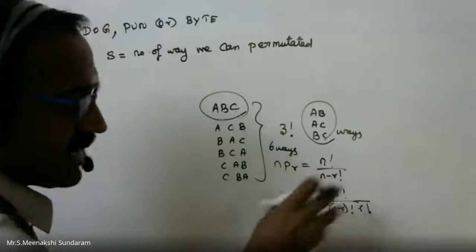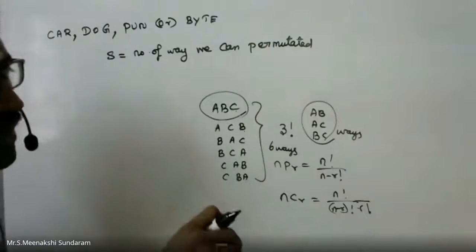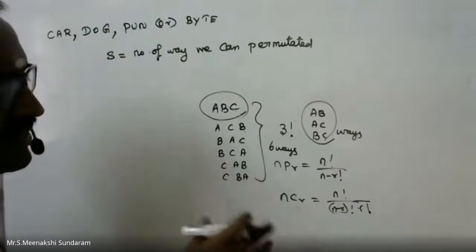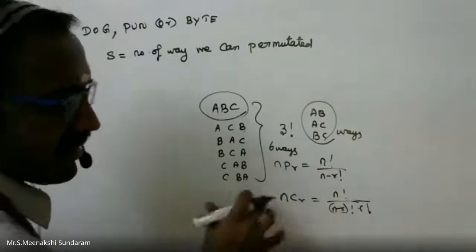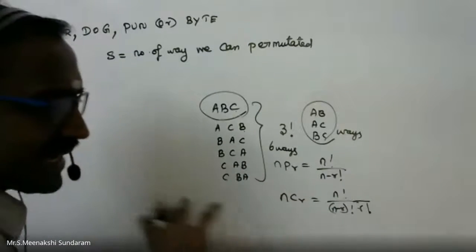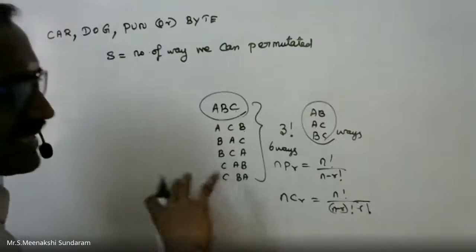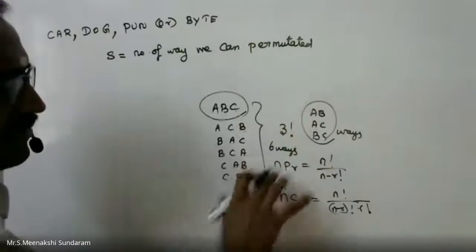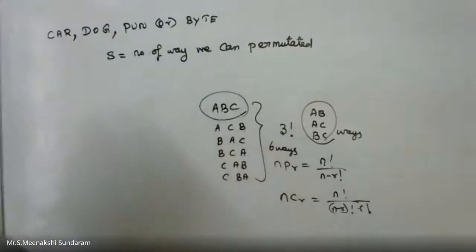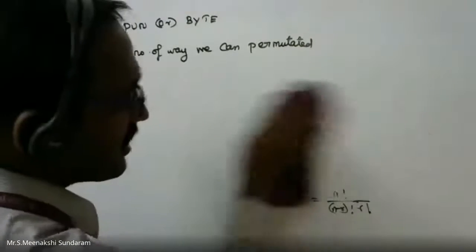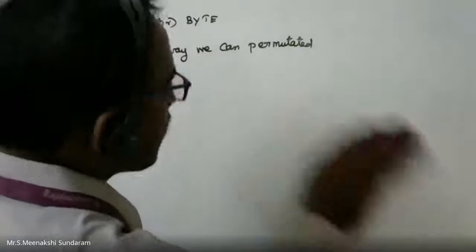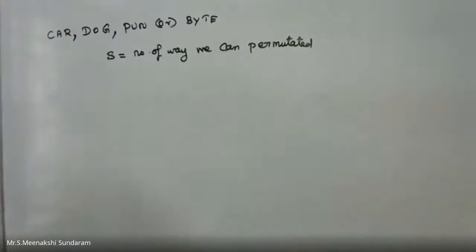So nCr is a selection, like picking balls or selecting. That is when we use nCr. For permutation, we arrange the students or we arrange the letters, then we apply permutation. That is the difference between permutation and combination: selection means combination, arrangement means permutation.